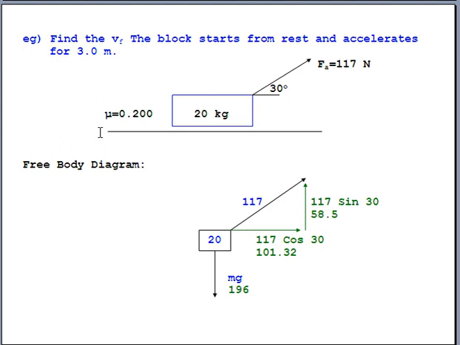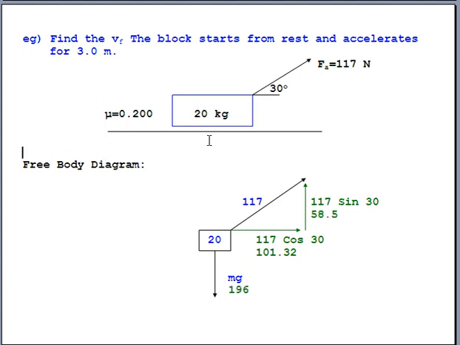So 117 times the cosine of 30 is 101 newtons. I know they're pulling with 117 in real life, but I can say, hey, you're pulling with 101 to the side. And I know they're pulling with 117, but they're actually pulling up with 58.8. So as they pull the box to the side, they're almost sort of lifting the box off the ground. 58 won't do, right? Because the weight's 196, but they're trying. So the earth pulls down with 196, and they're pulling up with 58.